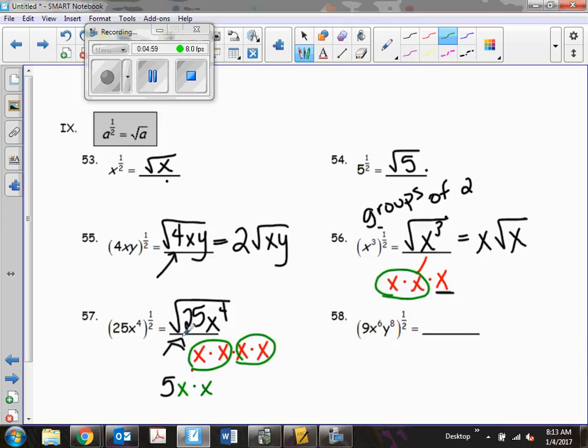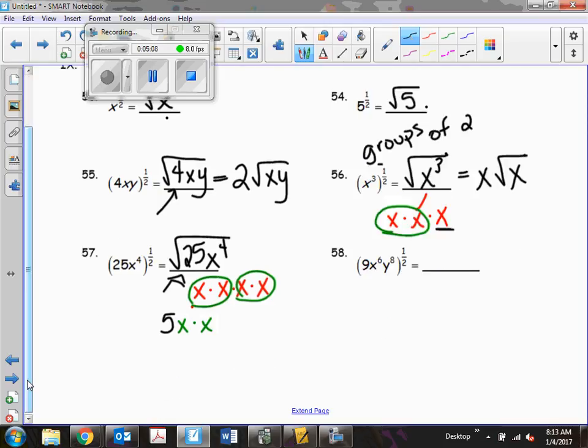Now there's nothing else left inside my radical, so I don't have to write the radical anymore. But what I do have to do is simplify 5x times x down, because 5x times x is 5x squared. So 5x squared ends up being my answer because we were able to take everything out of that radical. And if we take a look at number 58, same idea.